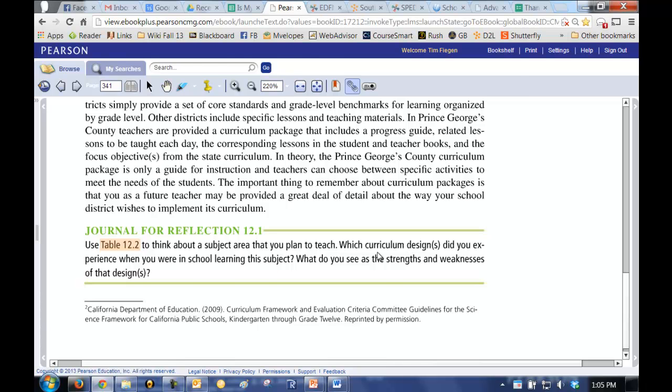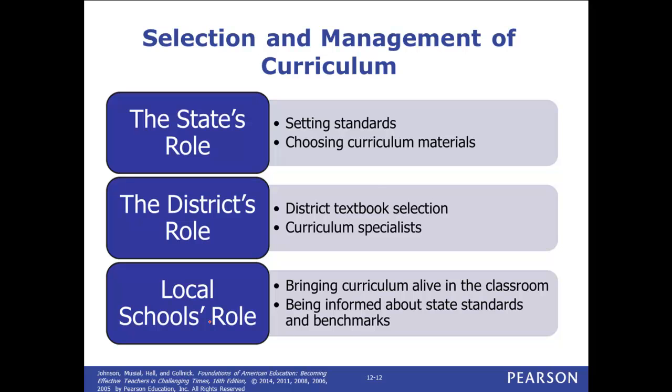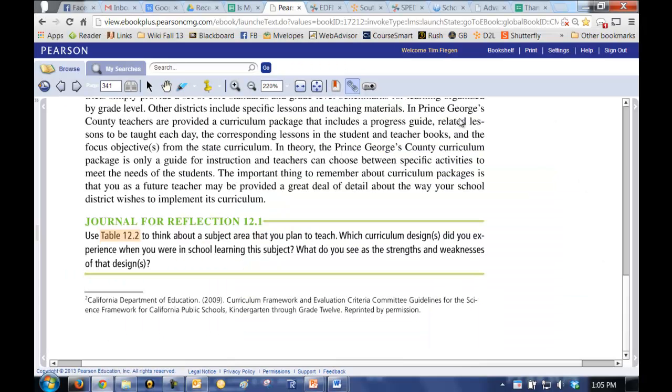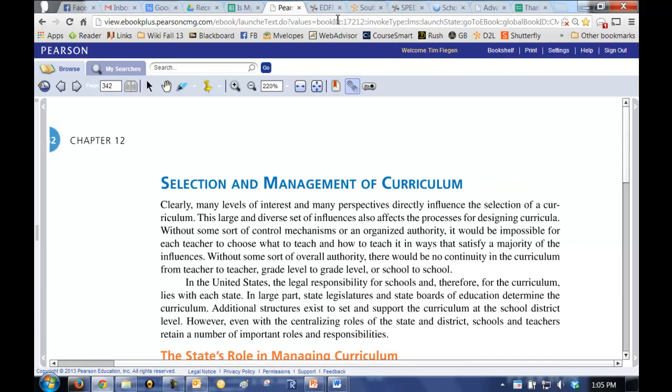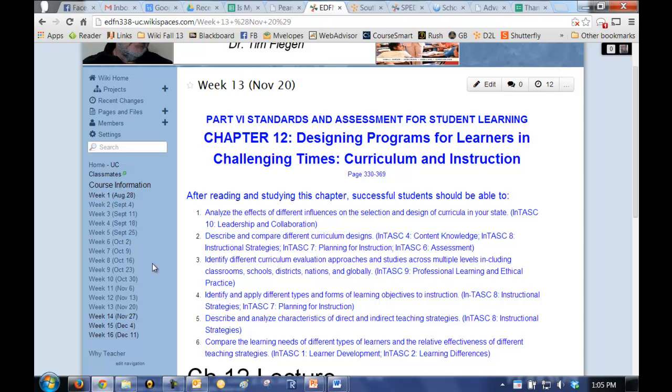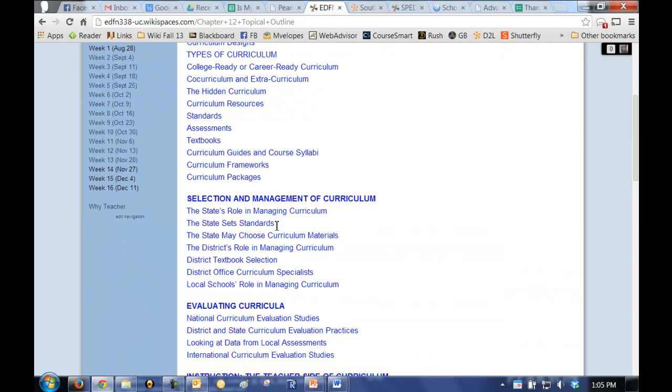Okay. All right. So the next is selection and management of curriculum material. And that takes us down to, let me take you here. We're right here, which means it's time to take a break.